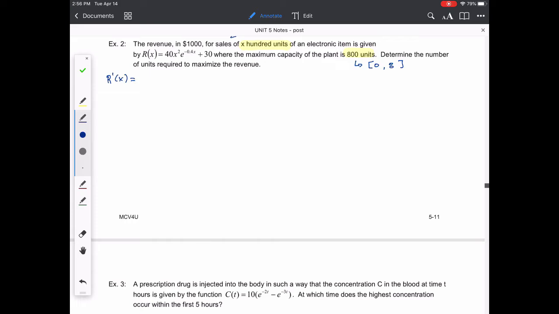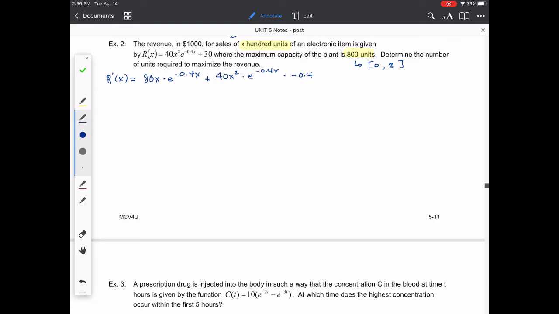So dropping the 2 from the x squared, I'm going to get 80x. So derivative of the first times the second, so e to the negative 0.4x, right? Then I'm going to add our 40x squared times the derivative of e to the negative 0.4x, which is e to the negative 0.4x times the derivative of the exponent, which would be negative 0.4. And the constant, its derivative goes to 0, so I don't have to worry about that.